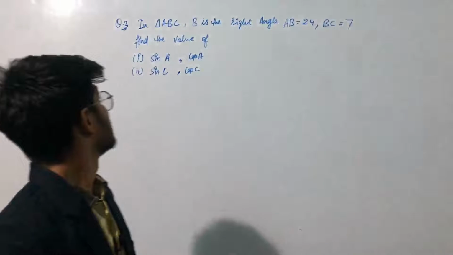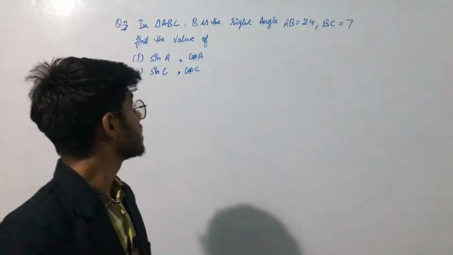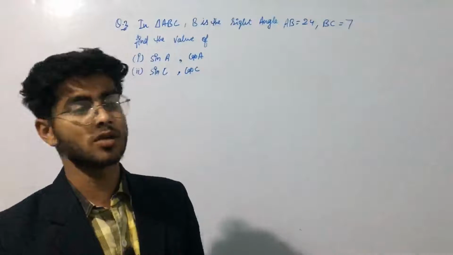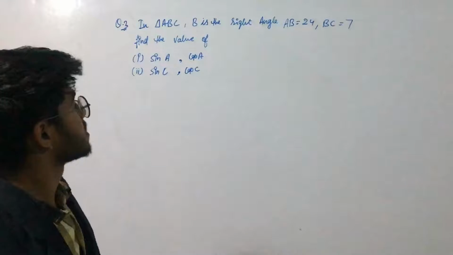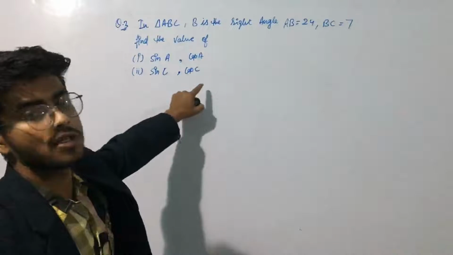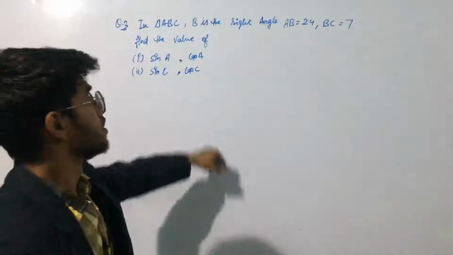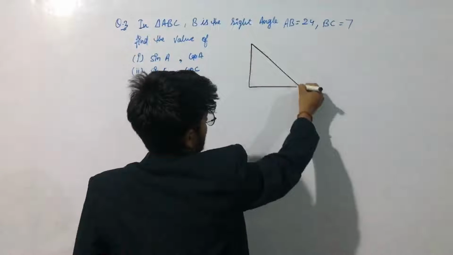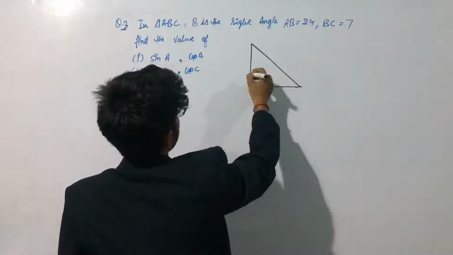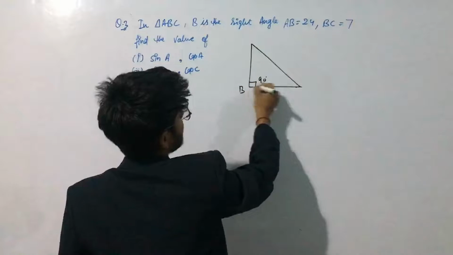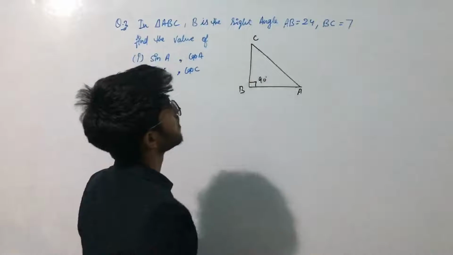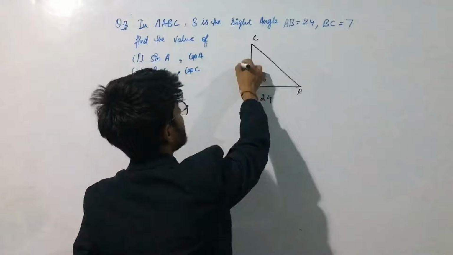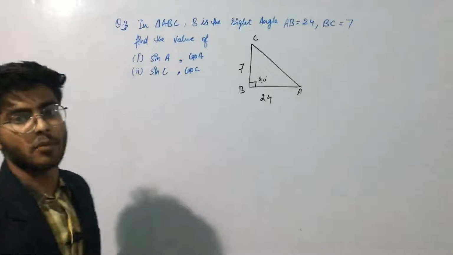Third question: in triangle ABC, B is the right angle, AB is equal to 24, BC is equal to 7. Find the value of sin A, cos A, sin C, cos C. So first of all we will draw a right angle triangle. B is the right angle, with A and C. AB is equal to 24, BC is equal to 7. Find hypotenuse AC.